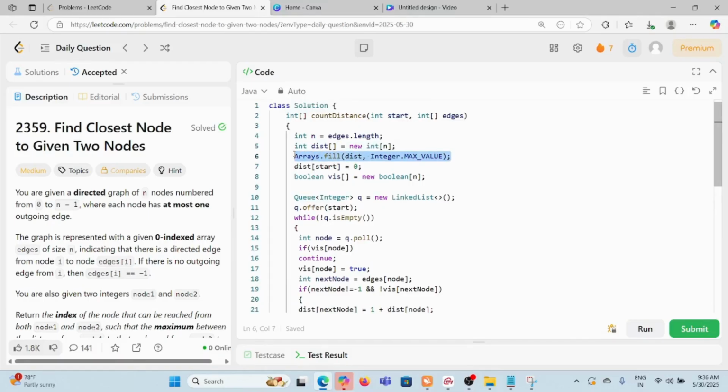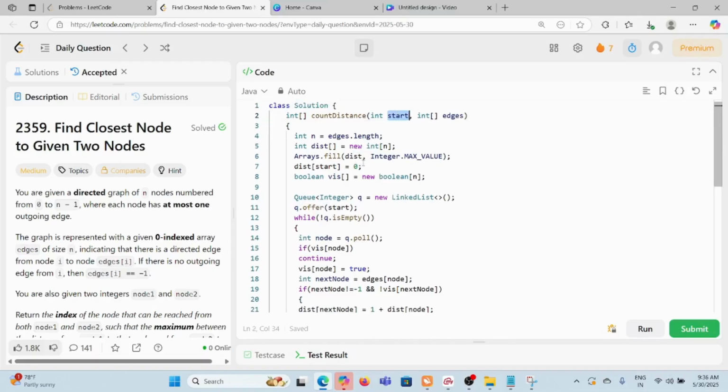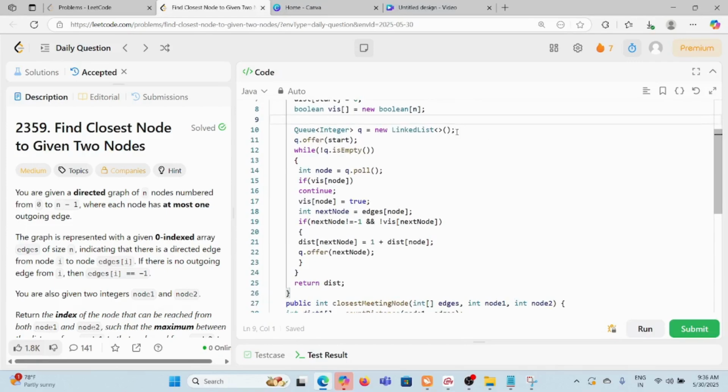Because this is a directed graph, there's a possibility that there is no path for some of the nodes, so that should be unreachable. For that reason I'm doing this. Initially, from the start itself, the distance would be 0, right? And I have created one boolean variable to keep track of the visited nodes. Now we are doing it in a BFS way. So I have created a queue here and we have pushed the start node initially.